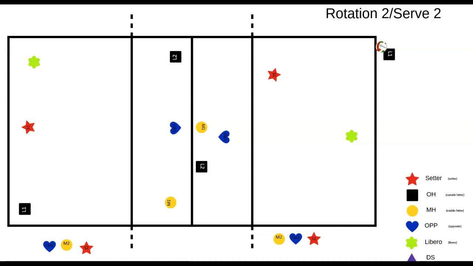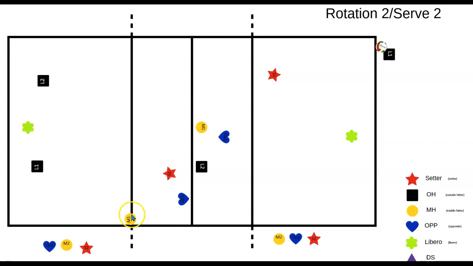All right, to set this one up, let's look and see what this looks like. Okay, let's take another look at that. For this one, remember, we want to push our setter as close to the net as we can get her. So we are going to push our opposite over, our middle back, our setter up, and now we have left libero left, which is what we want for passing.